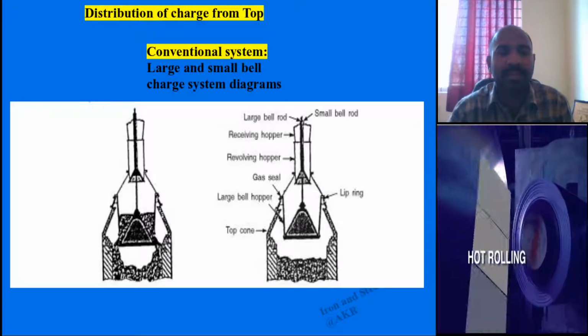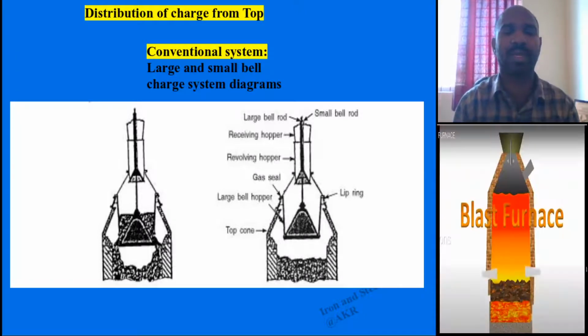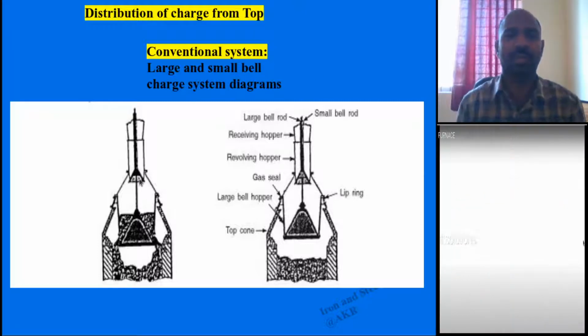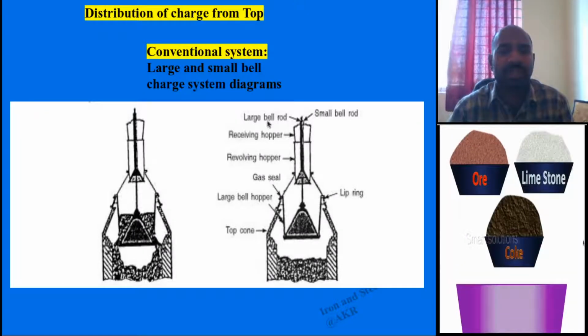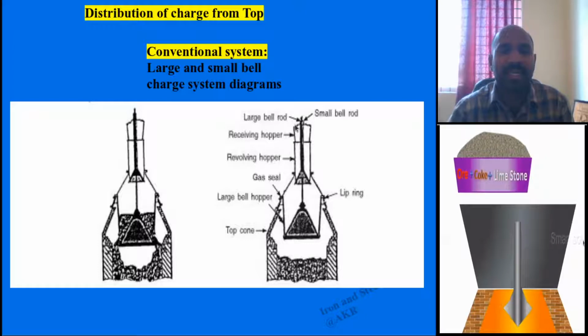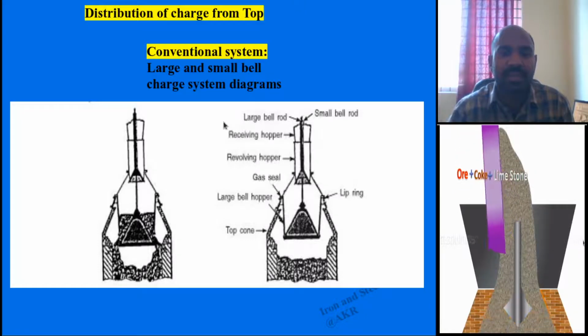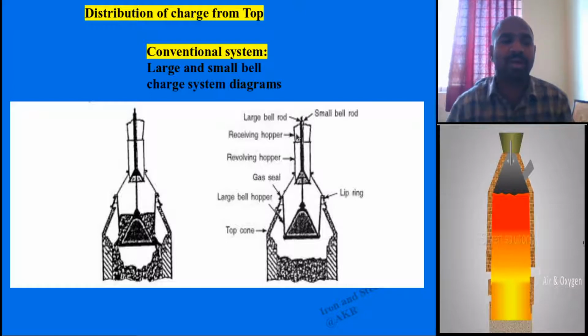Now let me talk about all these three steps one by one. The first step is distribution of charge from the top. If you take a conventional, older charging system, there will be a large bell. This is the large bell and small bell charging system diagram, a schematic with complete labels. There are two rods: one is the small bell connected rod, the other is the large bell connected rod, and this is a hopper where you feed the raw material from a skip car using a skip bucket.